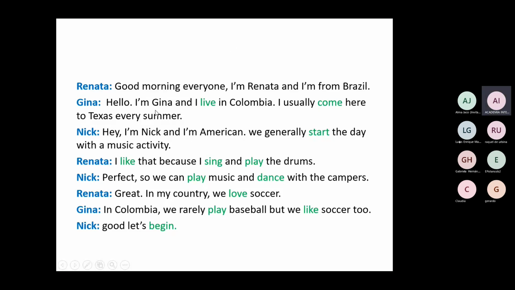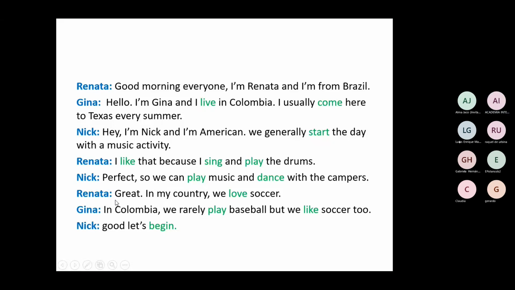Si nos ponemos a ver las oraciones, I'm Gina. This is simple present. I live in Colombia. This is simple present. I live, right? I usually come here. I usually, este es el adverbio de frecuencia que va antes del verbo, ¿verdad? Usualmente vengo aquí cada verano. I like that because I sing and play the drums. Perfect. So we can play music. We can play music and dance with the campers. Aquí está otro ejemplo.